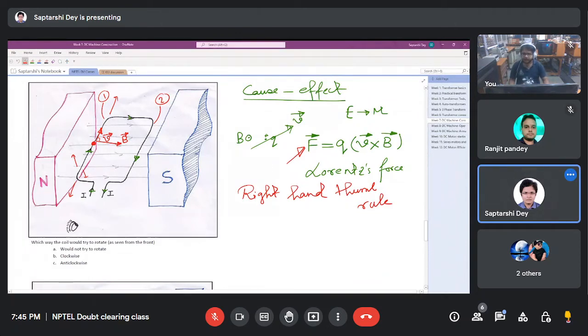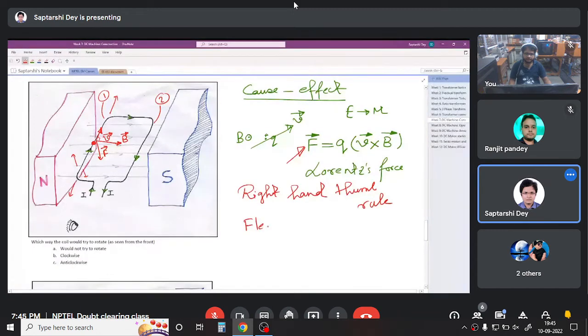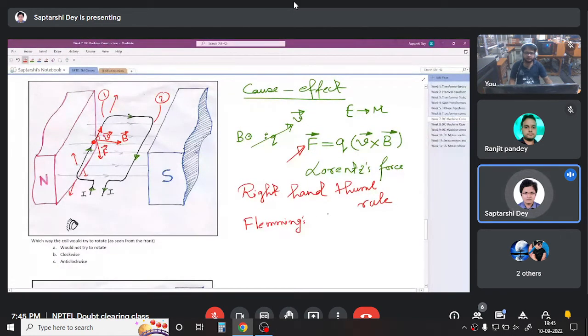Anyway, so this will experience a force downward, F. This is nothing but Fleming's left hand rule. Same thing. There are several things to confuse the students. Left hand rule for this, right hand rule for that. All of them are nothing but the vector cross product.